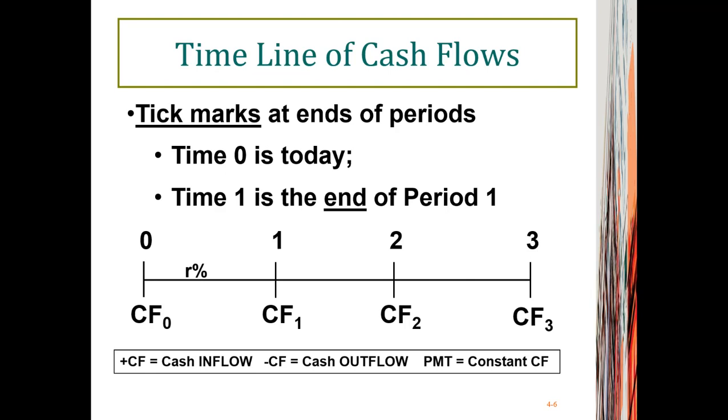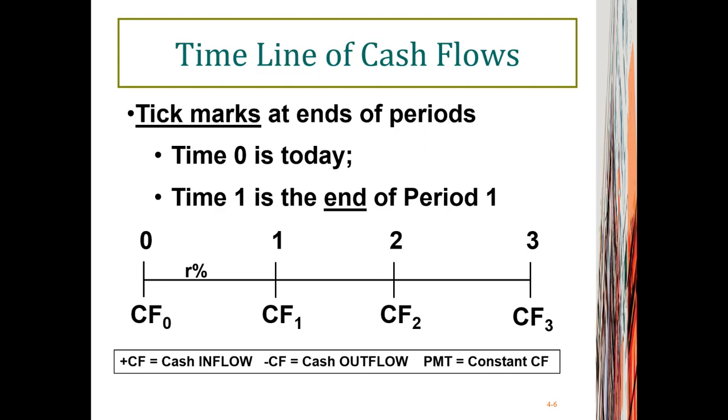CF1 means cash flow occurs 1 year from now, and so on and so forth. A typical timeline will show you 3 critical pieces of information about a typical finance problem. The first one is the amount of cash flows: CF0, CF1, CF2, CF3. And those cash flows can be equal amounts, and they could be uneven amounts.